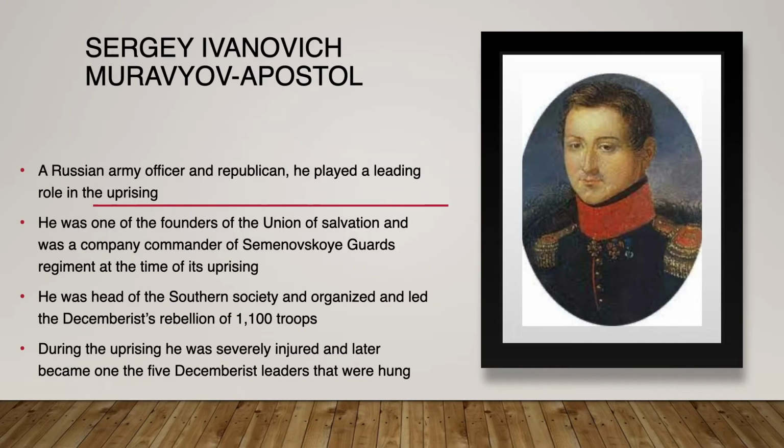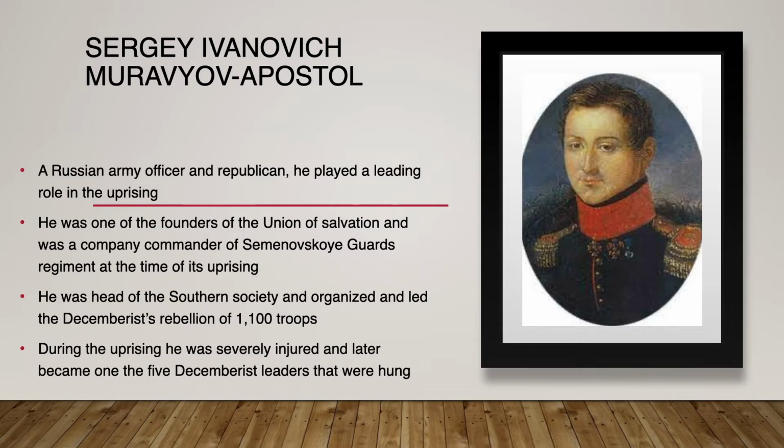Sergei Ivanovich Muravyov-Apostol was born in 1796 and died in 1826. He was a Russian army officer and Republican, and he played a leading role in the uprising. He graduated from the St. Petersburg Institute of Railroad Engineers and fought against the French invasion of Russia in 1812. He was one of the founders of the Union of Salvation and was a company commander of the Semyonovsky Guards Regiment at the time of its uprising. He played an active role in the radical anti-monarchical Southern Society of the Decemberist movement. He soon became the head of the Vasilkov Council and helped merge it with the Society of United Slavs.